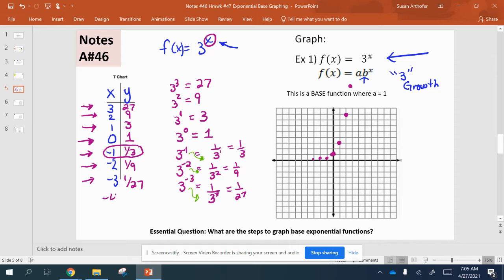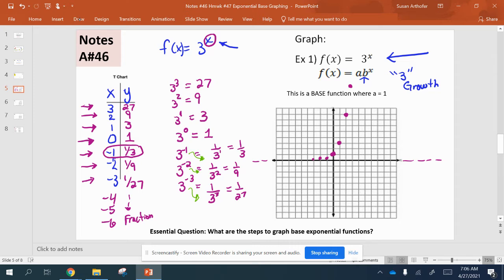Okay, so if you were even to plug in negative 4 or negative 5 or negative 6, this would still keep giving you a fraction. It would never get to 0, which is this asymptote line at 0. Okay, so it just keeps getting to be a smaller fraction.